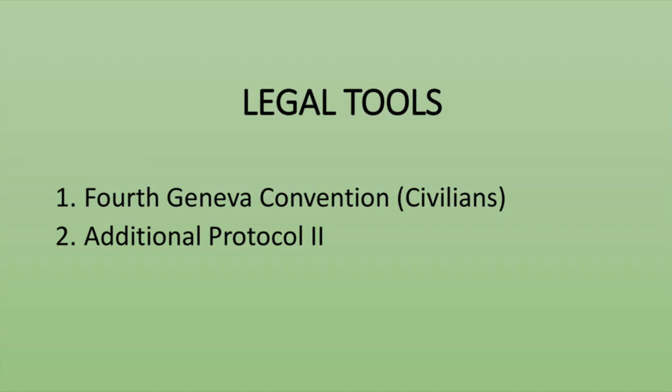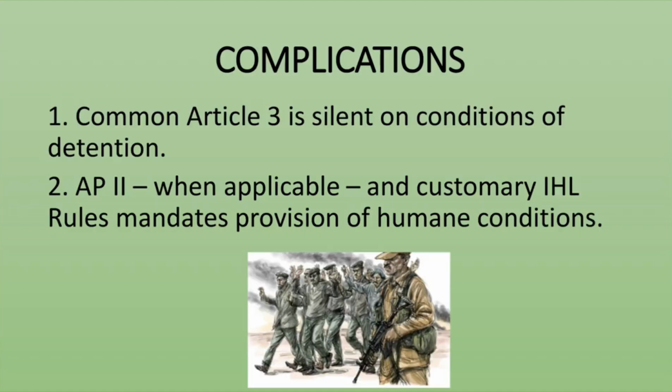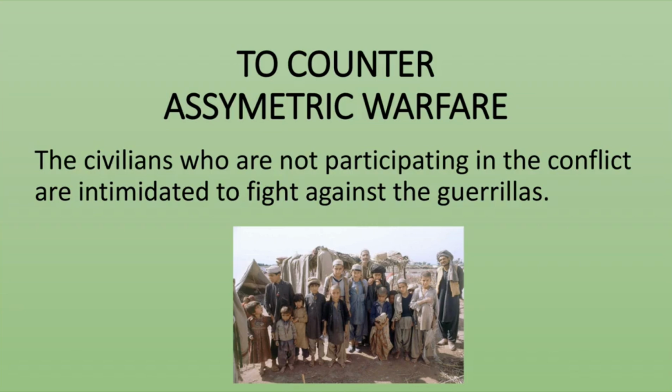As law teachers, one would do well to recall that the two laws available are the Fourth Geneva Convention, a portion of it in some way, and also Additional Protocol 2. And you may remember that India is not a signatory to Additional Protocol 1 and Additional Protocol 2. There are certain complications. The first is that the common Article 3, which relates to all four Geneva Conventions, is silent with regard to the aspect of detention. And so is the case in AP2. One may also remember that to counter asymmetric warfare, civilians are usually put to great risk of violence.